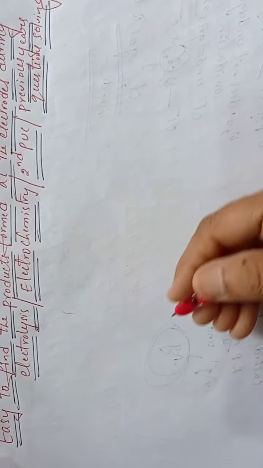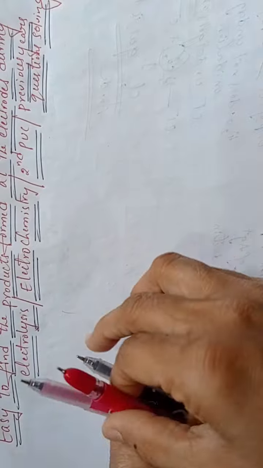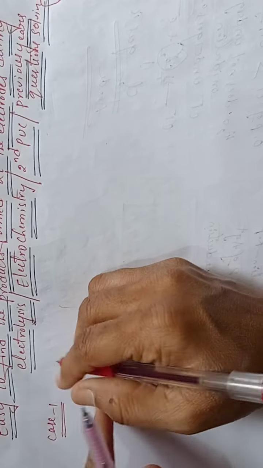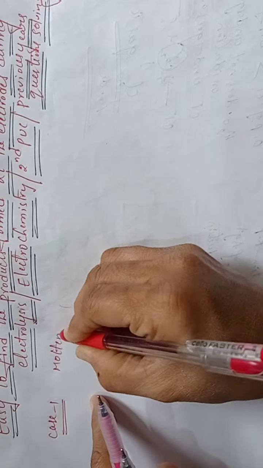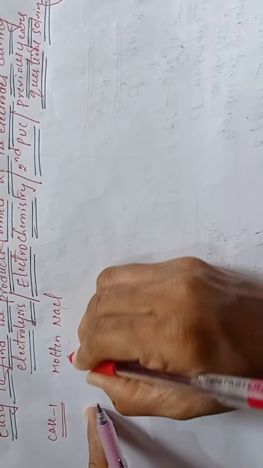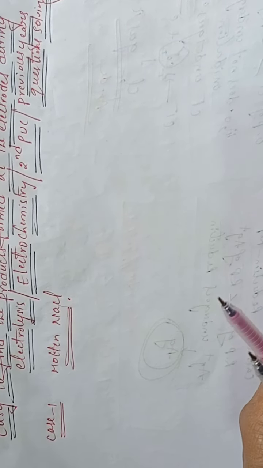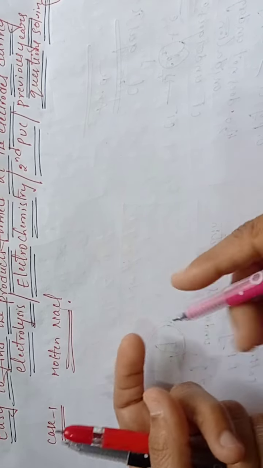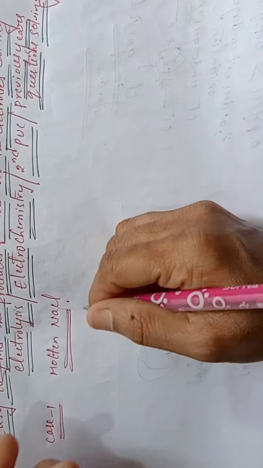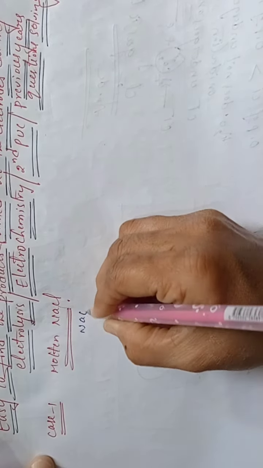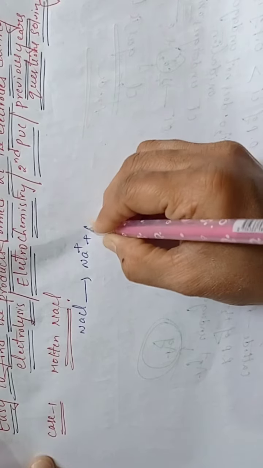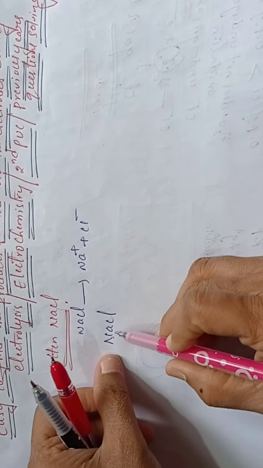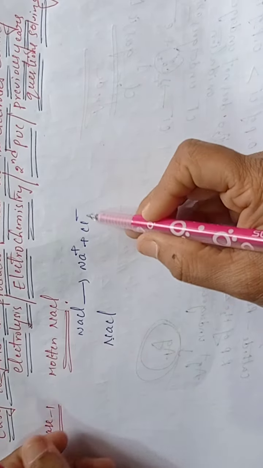First, in case 1, I am discussing only the molten state, molten electrolytes. I am taking molten NaCl as an example. What are the products obtained at the electrodes? NaCl is the electrolyte. Now how does it dissociate? NaCl dissociates into Na plus and Cl minus. Here sodium is the cation and Cl minus ion is the anion.